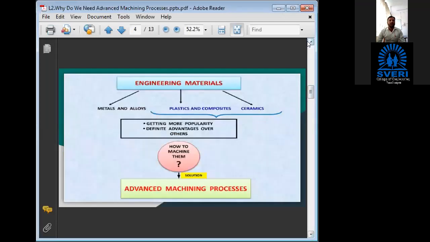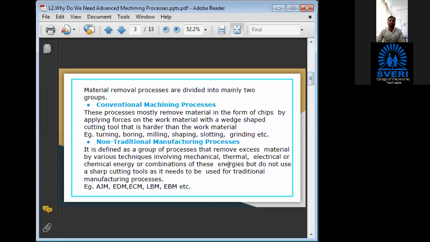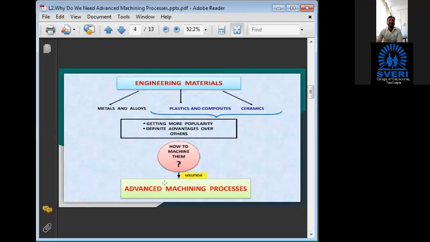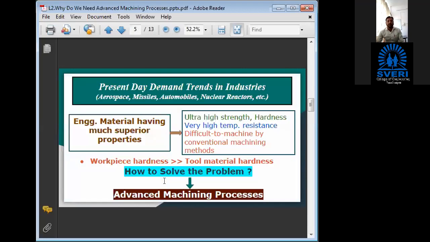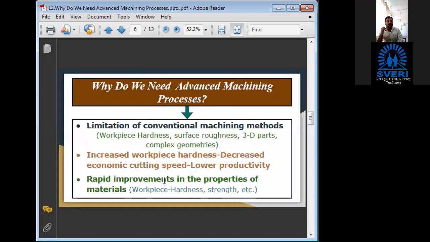We started with the engineering materials. Which engineering materials are used nowadays in the various industries, and what are the limitations in machining those materials, and how do we solve that problem? The answer was non-conventional machining processes. Then we discussed the present demand trends in various industries and how they are facing problems, and how to solve them; its answer again was the advanced machining process.